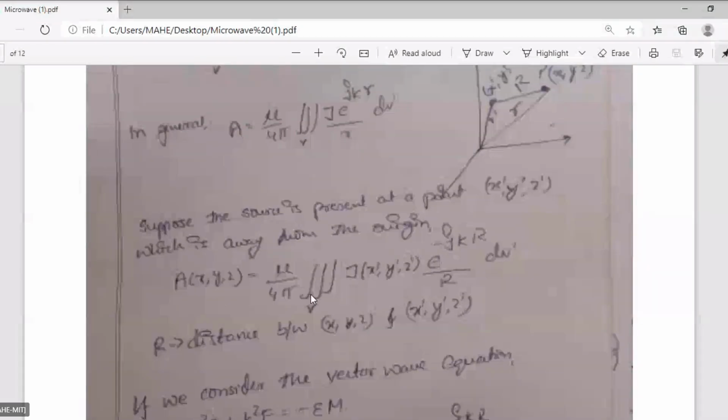So have you understood till this much the solution of the wave equation thoroughly? So the wave equation for A is in terms of J. A is the magnetic vector potential, J is the electric current source. Its unit dimension is amperes per meter square. So have you understood this derivation thoroughly?